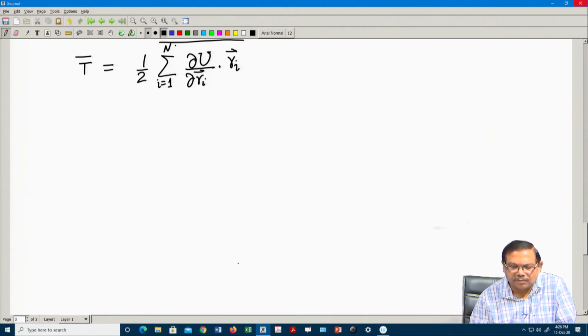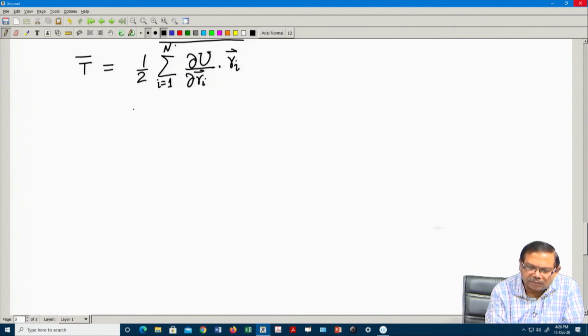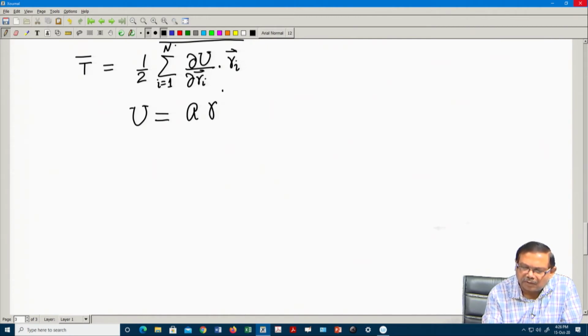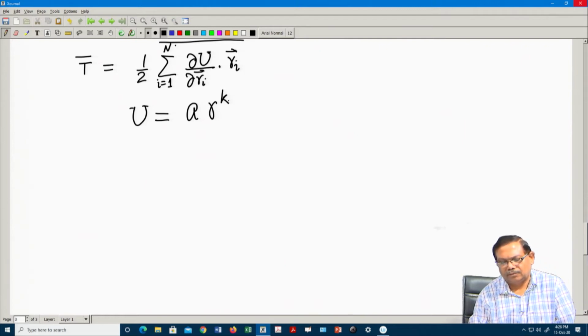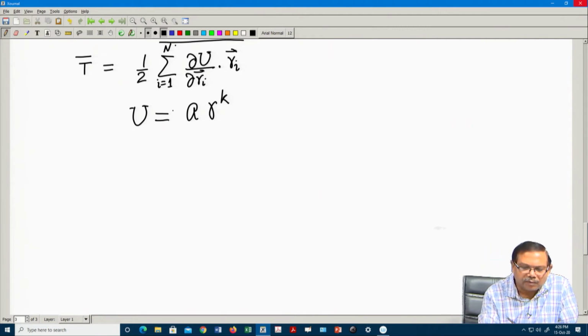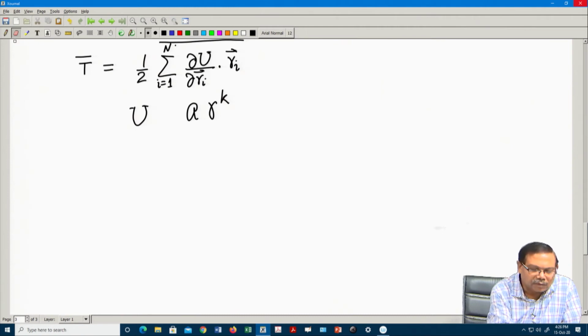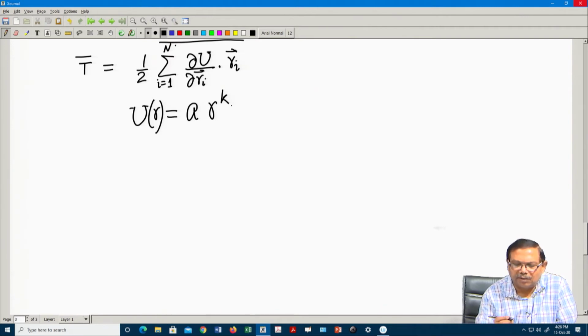electrostatic forces, short range forces. They all depend on r; the potential energy depends on r. Suppose one more assumption: u, which may depend on the potential energy, is a homogeneous function of order k. That means of degree k. So, u, which is a function of r, if it depends, let us say there are 2 particles, there may be multiple particles.